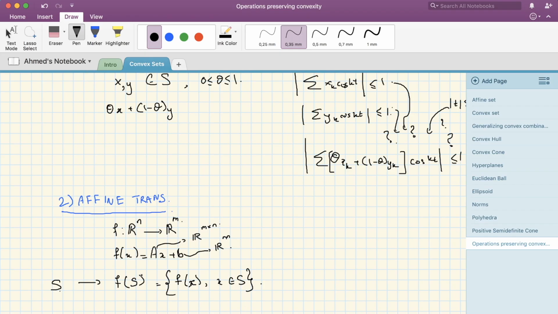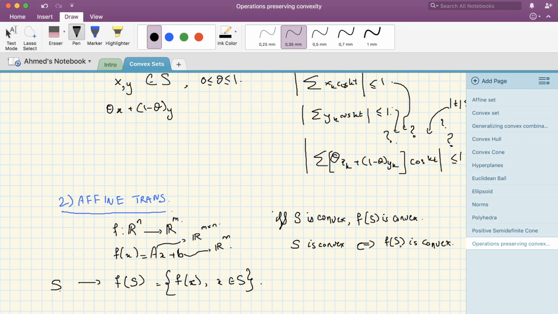So this means that we have equivalence in affine transformations, which means that if and only if, so double F means if and only if. So if and only if S is convex, then we can say f of S is also convex, right? Other notations would be something like this. S is convex, double arrow, f of S is convex, right?